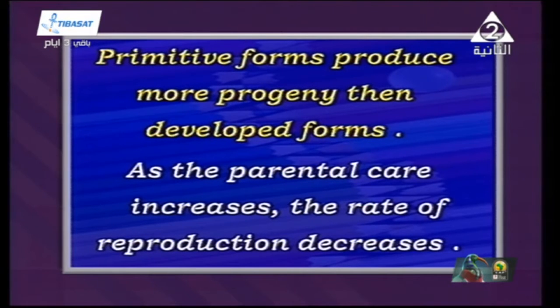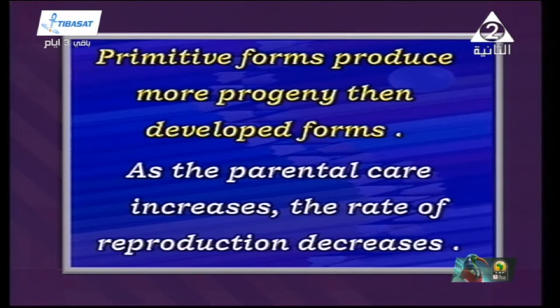Simply, if the female of a higher vertebrate gives just one individual each year, she will care for that offspring much more than any animal or living organism that gives about 100 or more offspring per year. It's simply an inverse relation. So we have an inverse relation between primitive and developed forms by the number of progeny, or offspring. In the same way, as parental care increases, the rate of reproduction decreases, and vice versa.